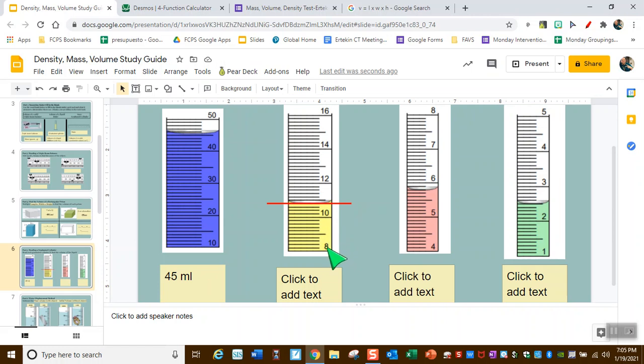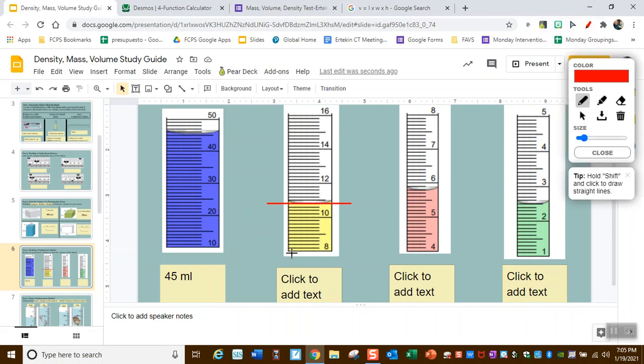Okay, yes. So this is 8. This is 10. So you have to think for a moment. This would be 8.2, 4, 6, 8, 9. So this is going by 0.2s. This one's a little harder. So this would be 8.2, 8.4, 8.6, 8.8, and this one would be 9.